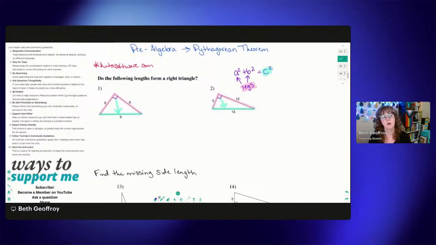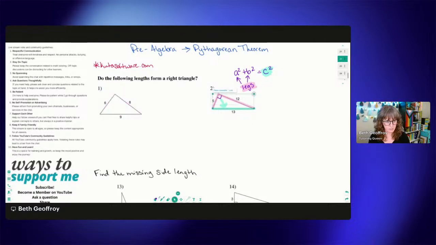So the C is always on the other side of the equal sign from the a squared and b squared. That is one of the more common mistakes that students make. So let's go ahead and plug our A's, B's, and C's in and see if these are true right triangles.